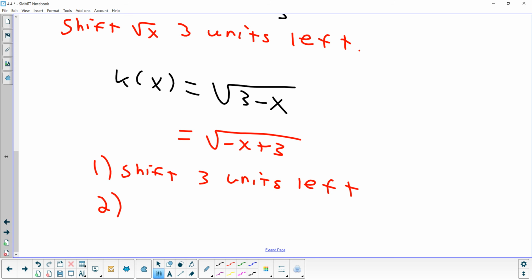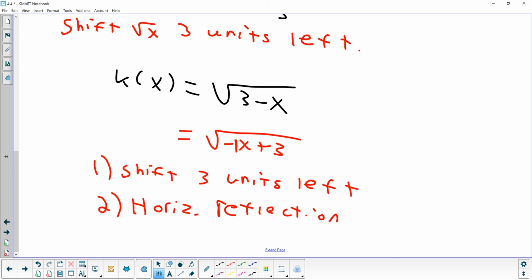Now, it's not a horizontal stretch because the number in front of B is really just a 1, but the negative causes what to happen? John? Well, yep, so this is a horizontal reflection. Okay, any question on that?